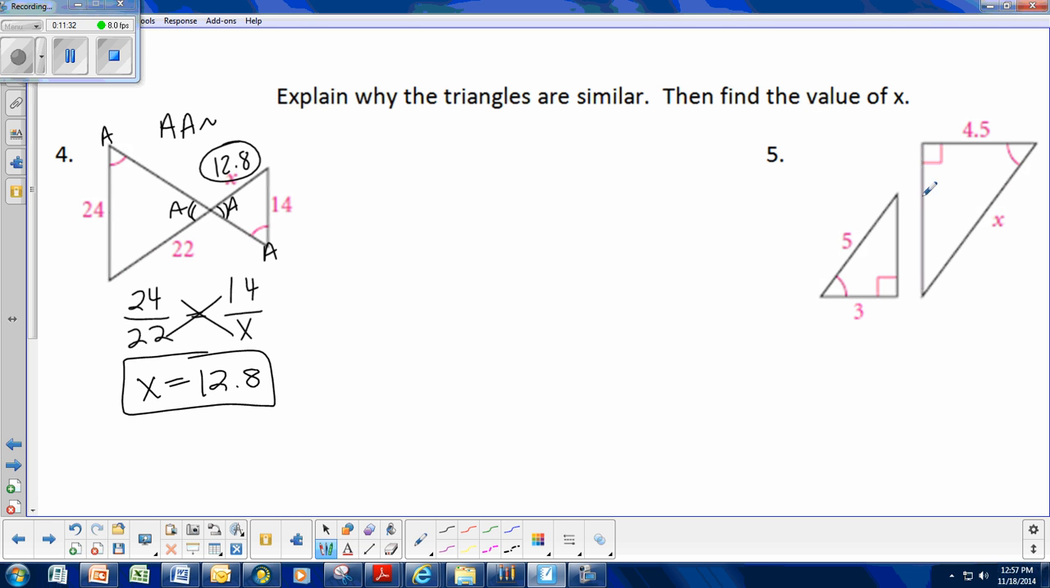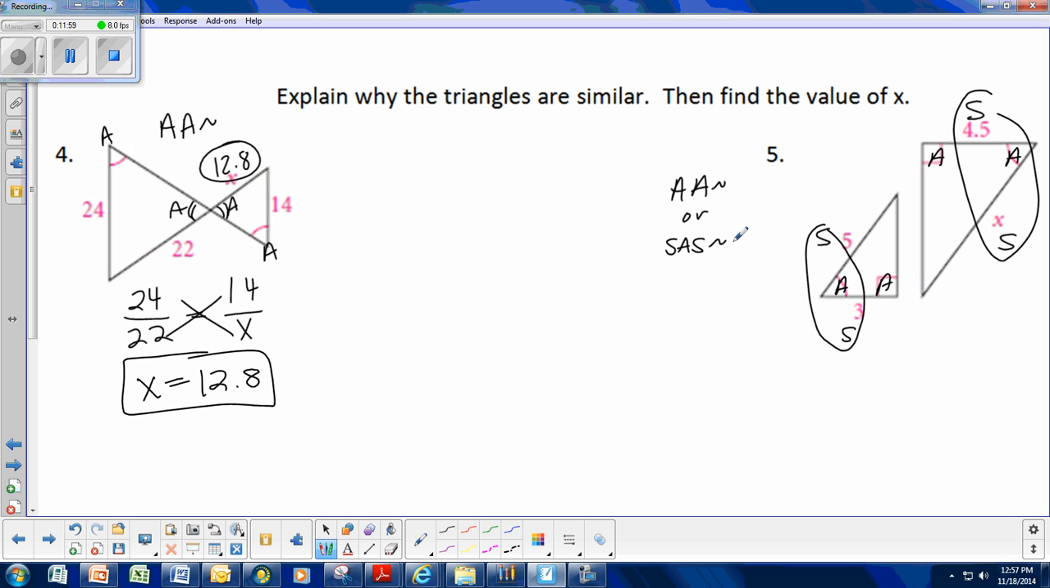Let's go ahead and look at example 5 here. All right, example 5. First we're going to see why they're similar. One way, we have a pair of angles there, and we also have a pair of angles there. So it could be angle-angle similarity, or we also have these sides and those sides. So we have side angle side as well. Okay, so either one of those would work in this instance.